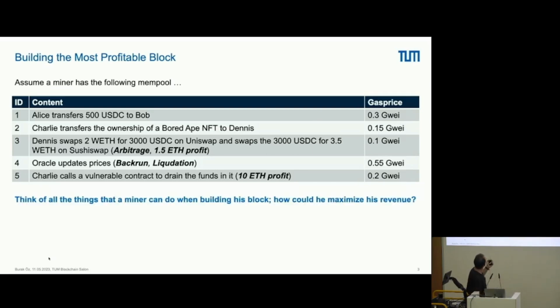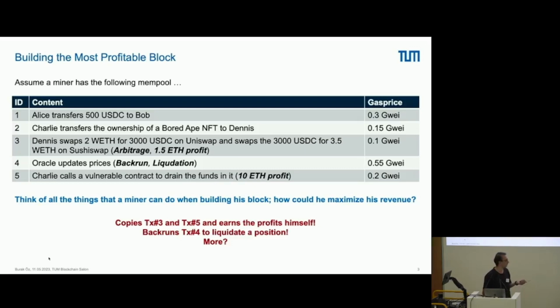For example, in the third transaction, someone is doing an arbitrage and grabbing 1 ETH profits, or in the last one, someone is calling a vulnerable contract and draining it to get, for example, 10 ETH profits. And because I'm the block proposer, I'm the miner, what stops me from just copying those transactions and issuing them myself and censoring the original transactions?